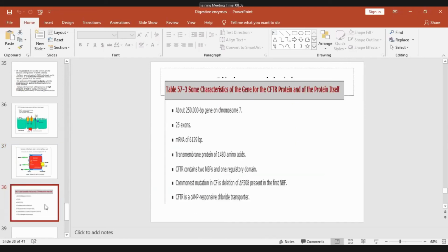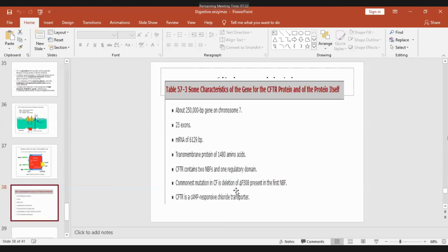After that, they are transported by different transporter proteins and aquaporins. Some characteristic features of the CFTR protein: it is located on chromosome number 7, with 25 exons, a transmembrane protein. There are 2 nucleotide binding domains and a regulatory domain. This CFTR channel has 2 NBFs, nucleotide binding domains, and 1 regulatory domain. In cystic fibrosis, there is a mutation: a deletion at position 508. The phenylalanine is removed.